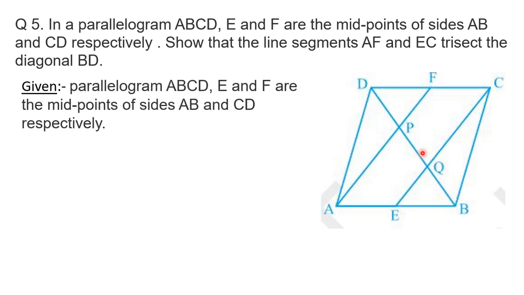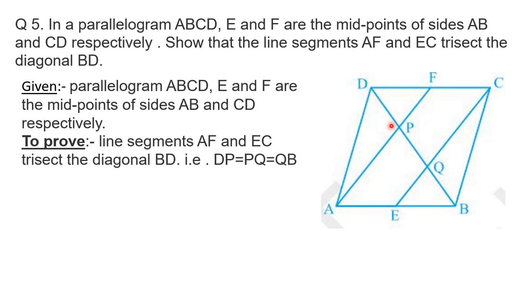So what is given: ABCD is a parallelogram. E and F are the midpoints of the sides AB and CD, and we have to prove that this diagonal DB is trisected by the line segments AF and EC. So the meaning of trisection here is that we have to prove DP is equal to PQ is equal to QB. All these three line segments are equal to one another. This much we have to prove, so it will show that the diagonal is trisected by these two line segments AF and EC.